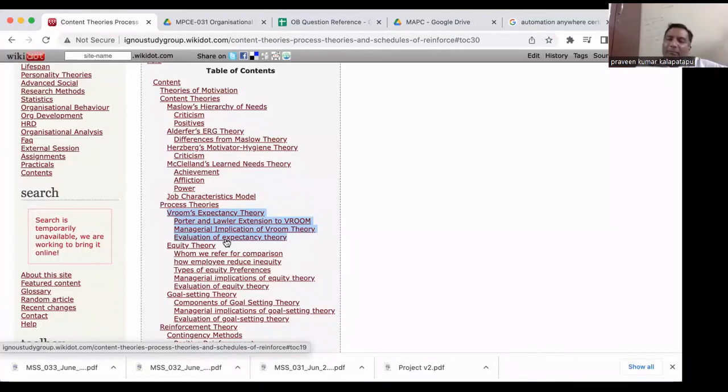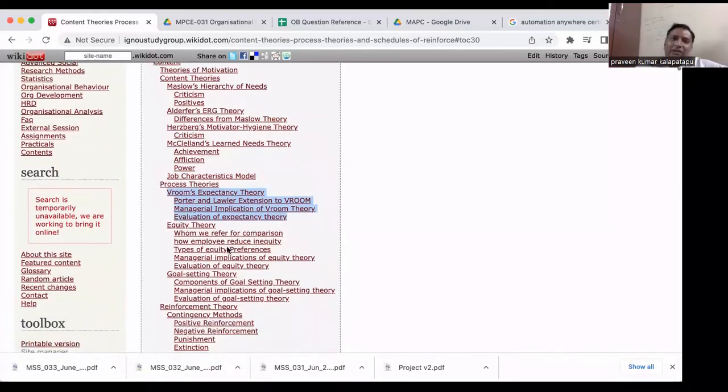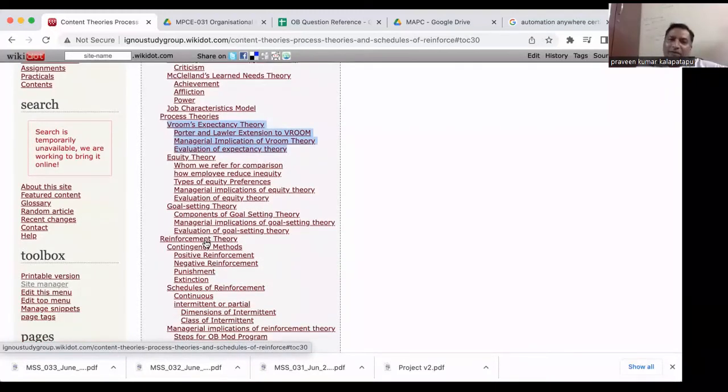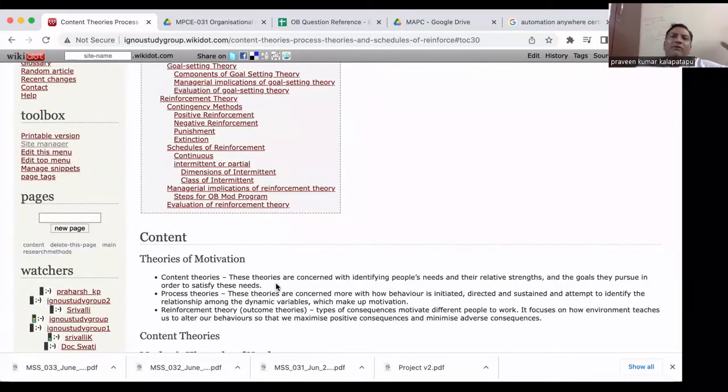Equity theory, comparing with the others. Basically, you are comparing with the others. Goal setting theory, how exactly goals are important. Reinforcement theory, which is talking about what the outcomes are, what the rewards are, how we need to actually give those particular things. This is what the theories about motivation are.